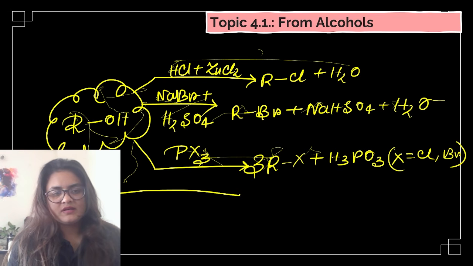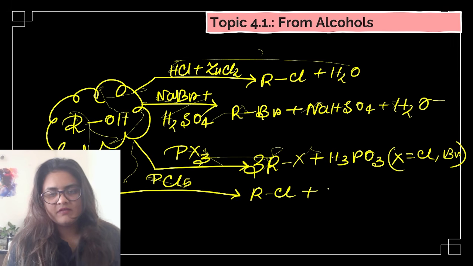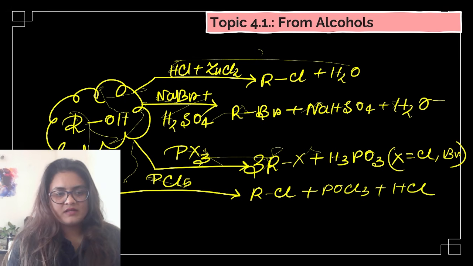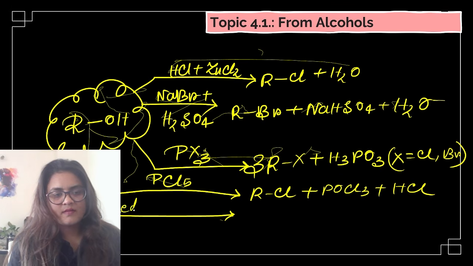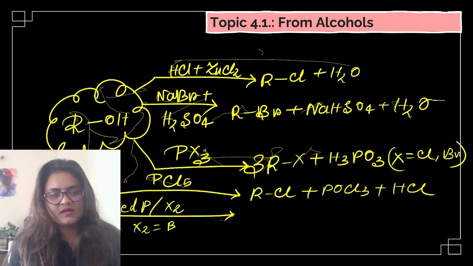Now I am giving, let's say, PCl5. Again you will end up with the RCl compound. Along with that you will get POCl3 plus HCl. Okay, again let me give you red phosphorus in presence of X2, where X2 can be Br2 or I2. Okay, here also you can get RX.